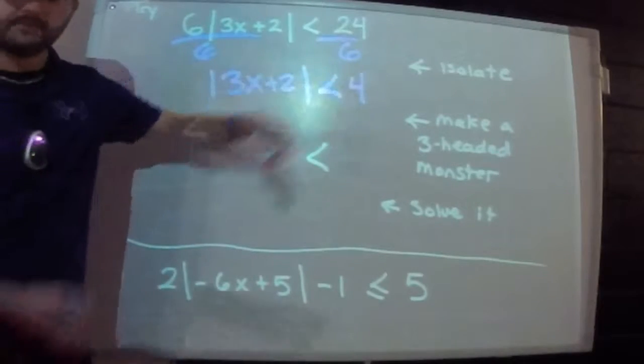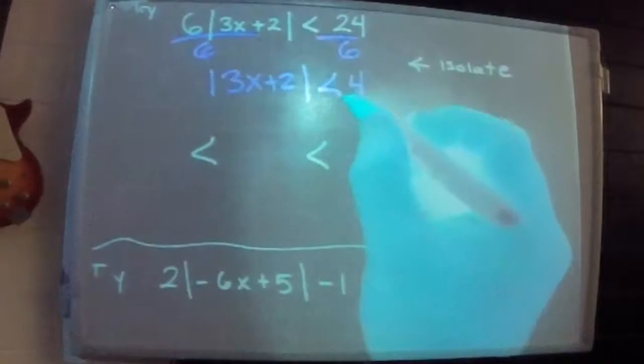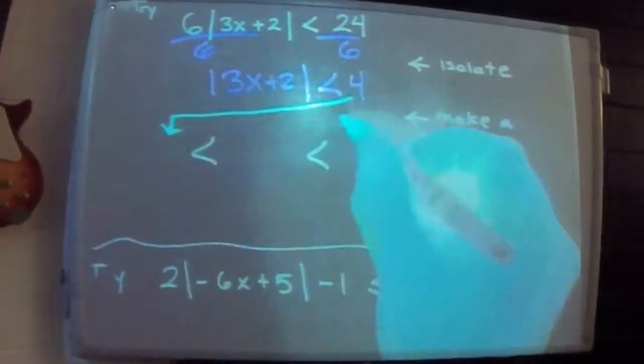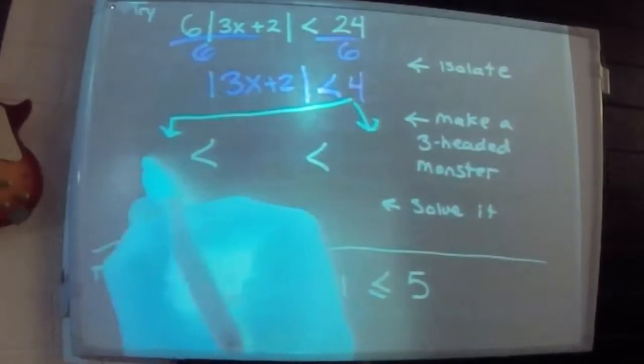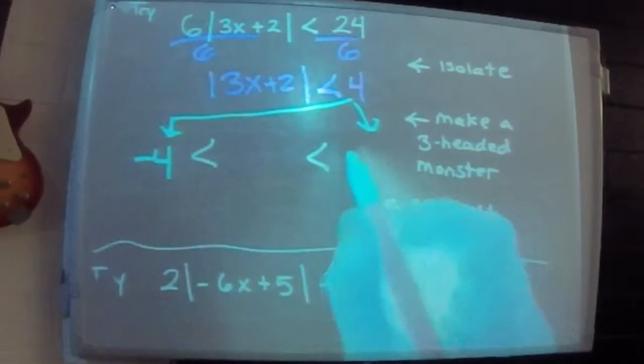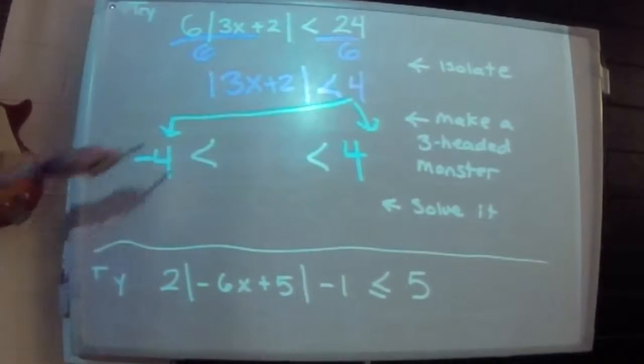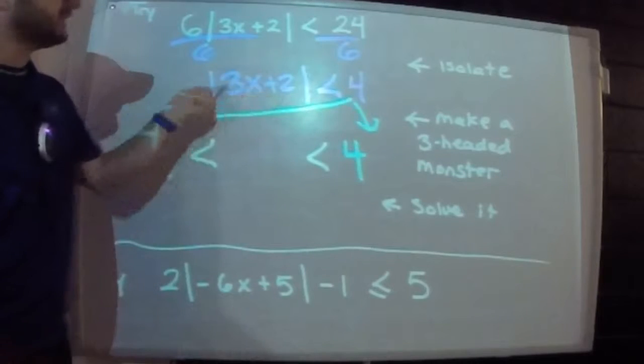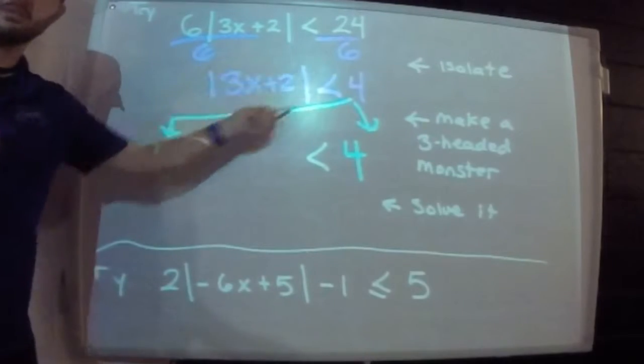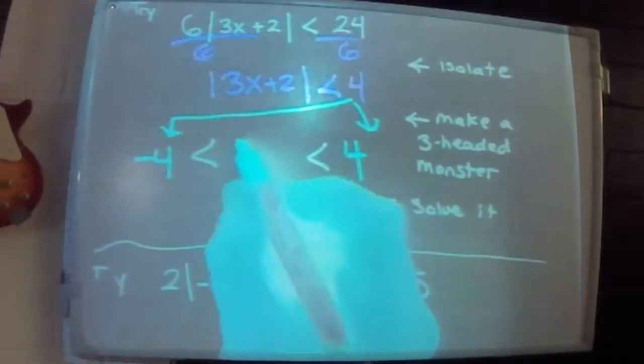Take this 4. Draw these two arrows. Over on the left side, it's -4, and on the right side, it's regular 4. The stuff in the box, which is more than just x this time, it's some algebra-looking junk, all that gets to come in the middle.